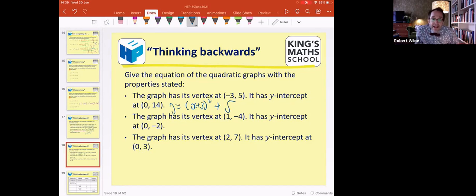Does that work? Yes, because 0 plus 3 is 3, and then 3 squared is 9, and 9 and 5 is 14. So that seems to work for the first one. Okay, then. So we've got these sussed, haven't we? We can do all these really easily.